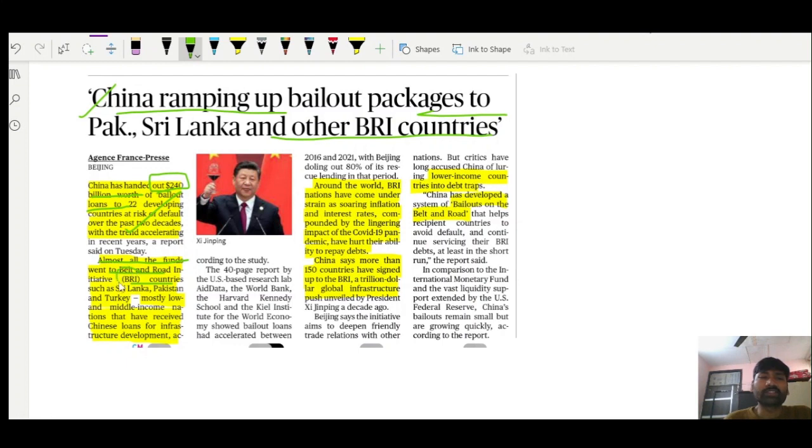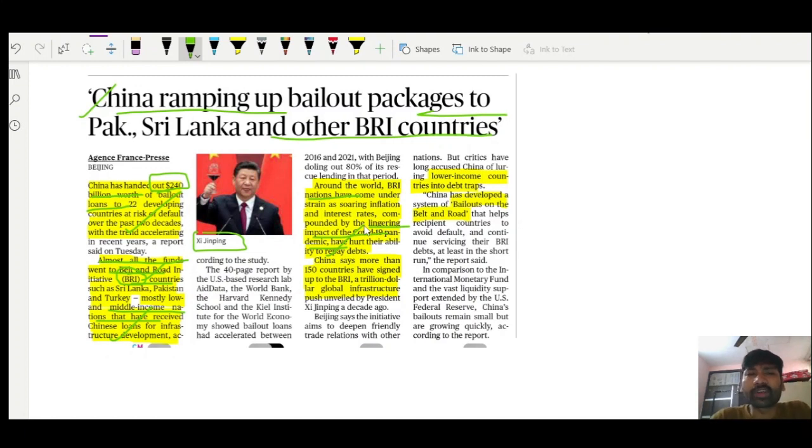The Belt and Road Initiative is a flagship infrastructure development program moulded by Chinese President Xi Jinping. Okay? Countries such as Sri Lanka, Turkey, and Pakistan have received such bailout packages. They are mostly low and middle income nations, not rich nations. So they received Chinese loans for infrastructure development. Okay, so around the world, BRI nations have come under strain because of increasing levels of inflation, increasing interest rates, and a lingering COVID-19 impact. All these factors have made these countries reel under a severe economic crisis.